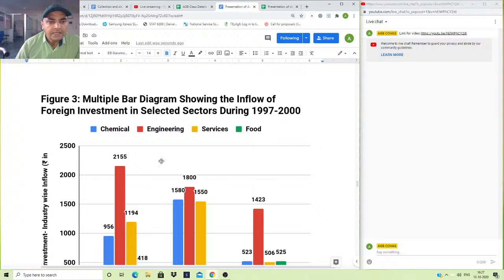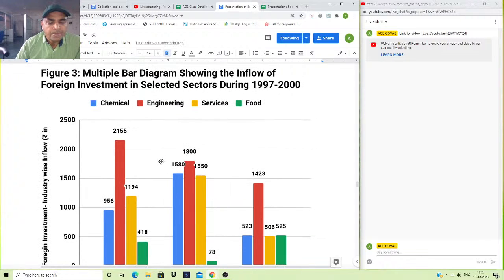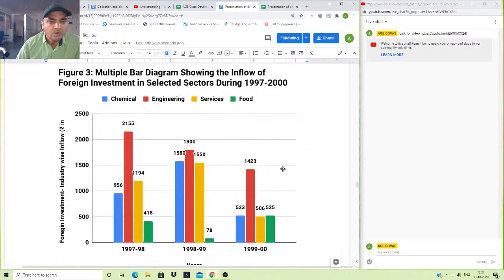So particularly in this, if you see this, I will make it a little bit less so that you can see. It has a top title: multiple bar diagram showing the inflow of foreign investment in selected sectors during 1997-2000. And what are these selected sectors? Chemical, engineering, services and food. Okay. Then this is the vertical axis.